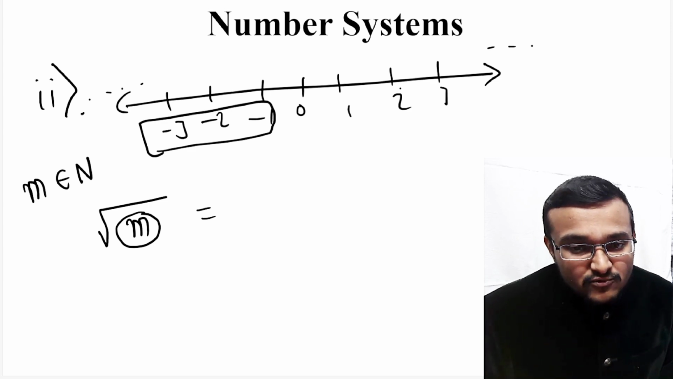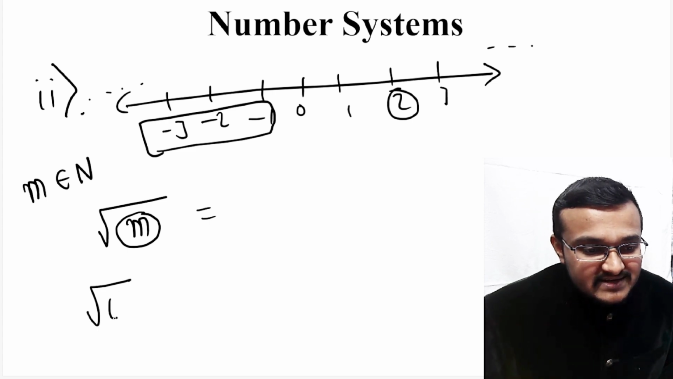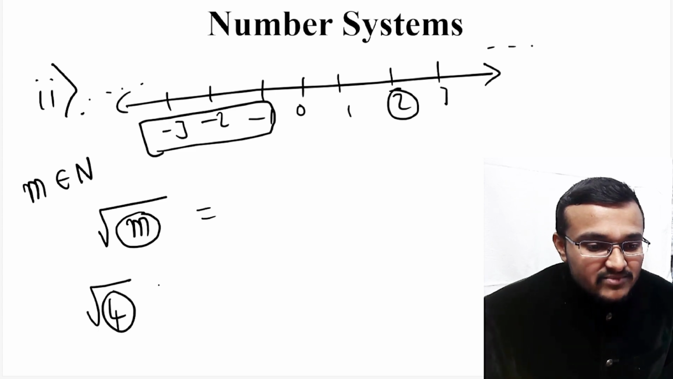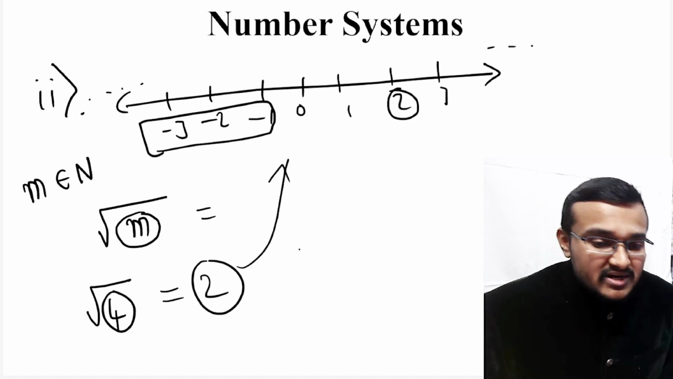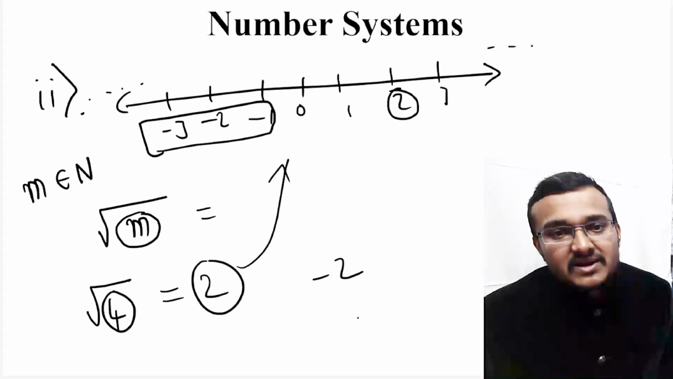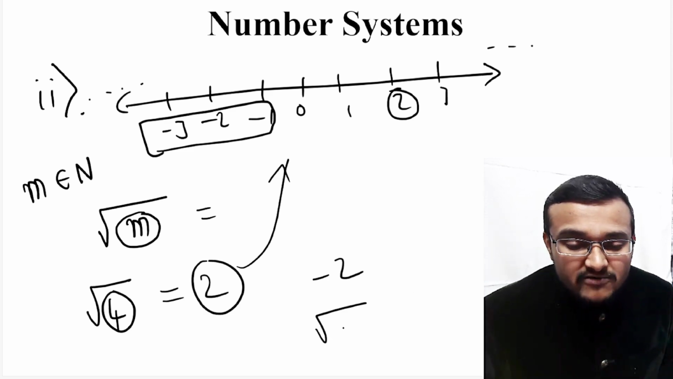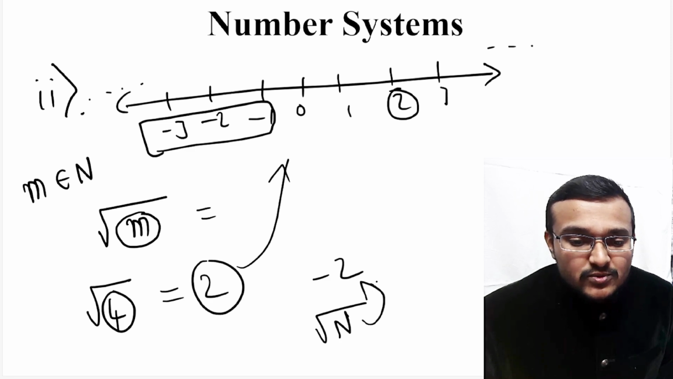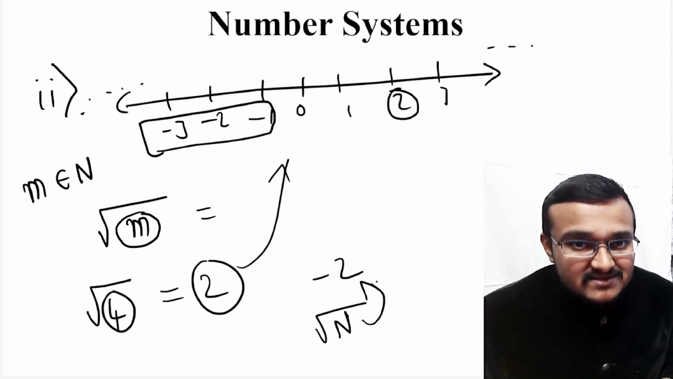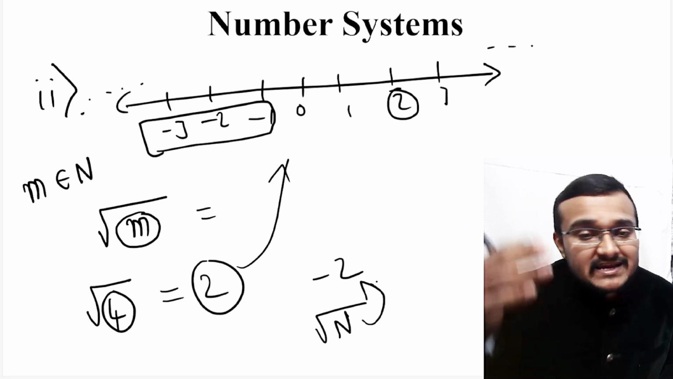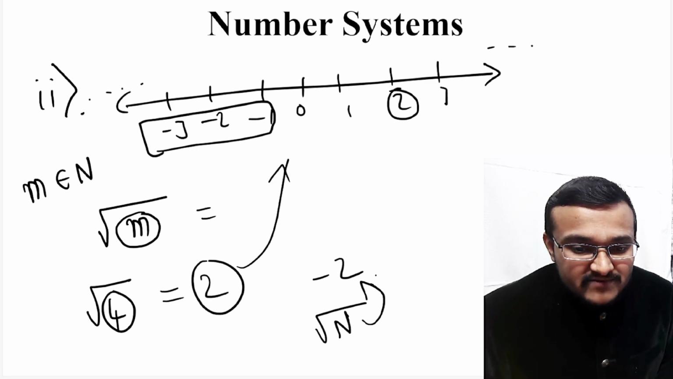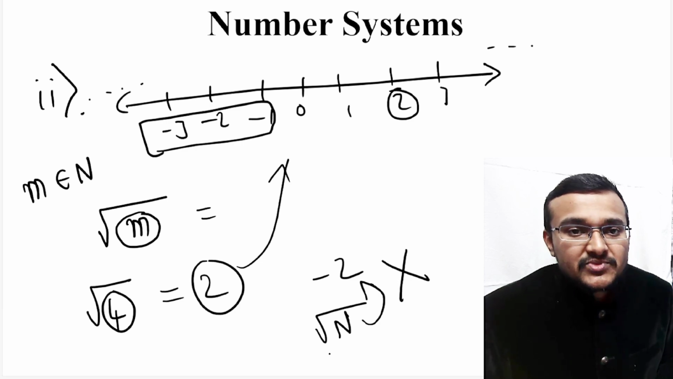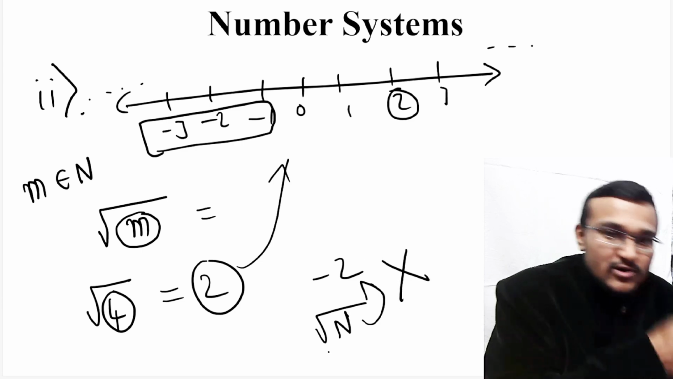For example, if you want to express 2 on the number line, you can straight away take the square root of 4. 4 is a natural number, so the square root of 4 is 2. So 2 is there on the number line. But now -2 is also there on the number line. How will you take the square root of any natural number to get this -2? You can't get -2 by taking the square root of any natural number. You cannot get -2, or -3, or -1.